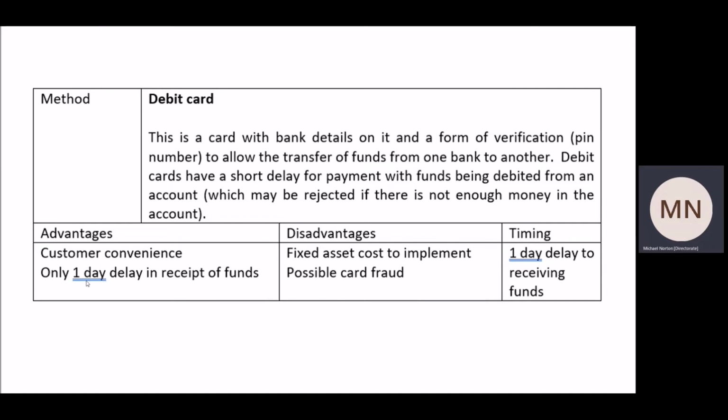Big advantage is customer convenience, way easier. You can still have some fraud from bank card fraud, but it's harder than with cash to steal. Only 1 day delay in the receipt of funds. Disadvantages for the supplier can be a fixed cost to implement all the card machines, and there's the possibility of card fraud. So sometimes you still have some holdout suppliers who are cash only, which I find a bit annoying, but it's possible.